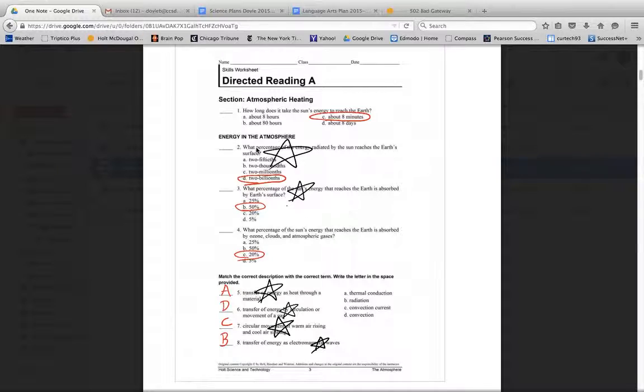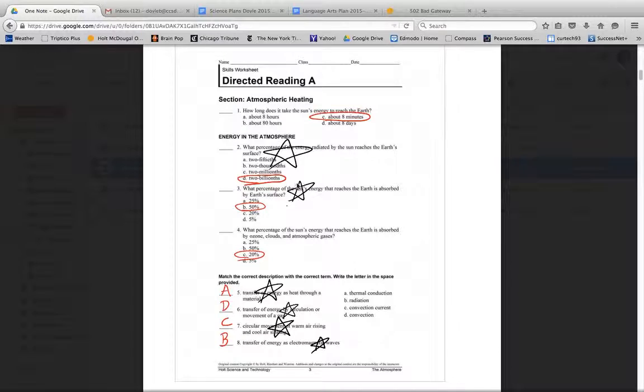Two, what percentage of the energy radiated by the sun reaches the Earth? Only 2 billionths. So the sun produces a huge amount of energy, and only 2 billionths reaches the Earth, but that's enough to provide life on Earth.